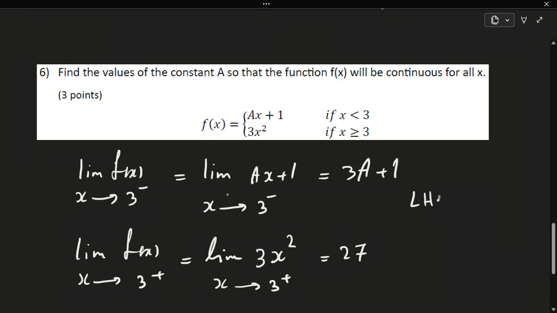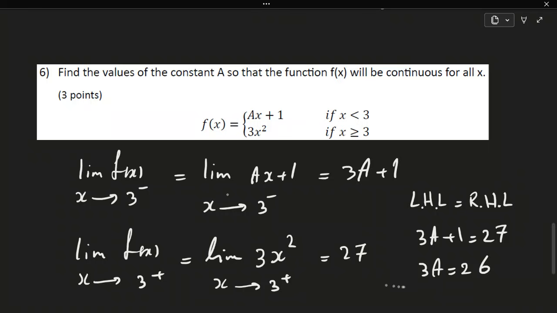Left-hand limit equal to right-hand limit gives us the equation, which is 3a plus 1 equals 27, or 3a is 26. And it gives us the value of a. So a is 26 over 3. So only for this value of parameter a, the function is continuous.